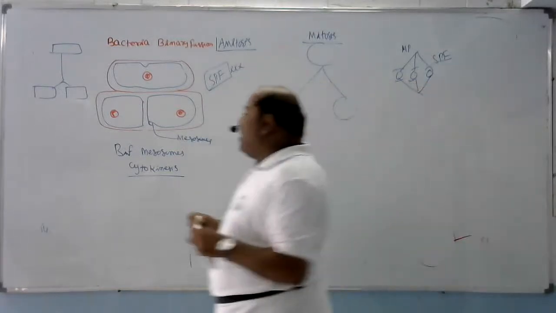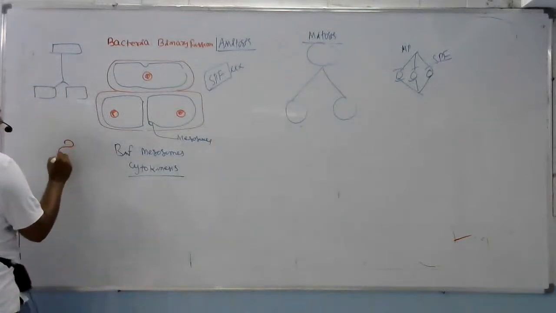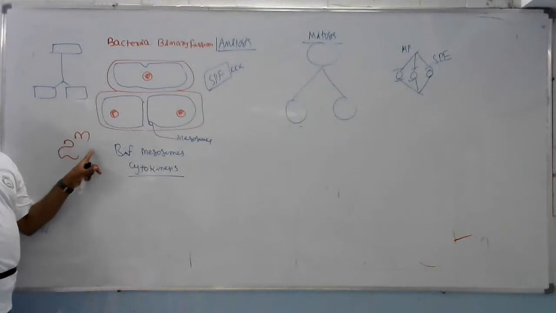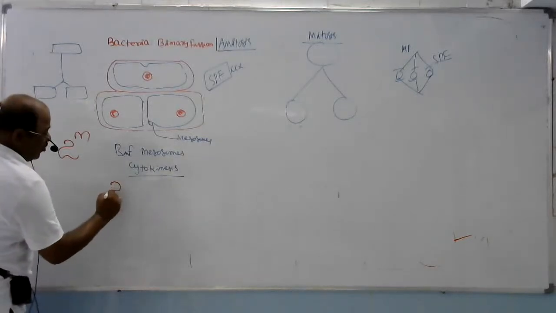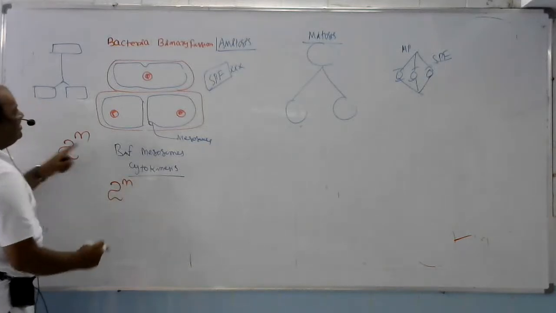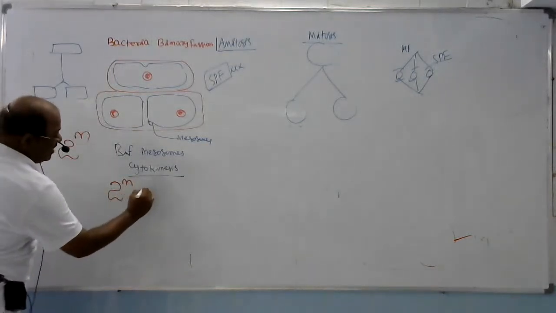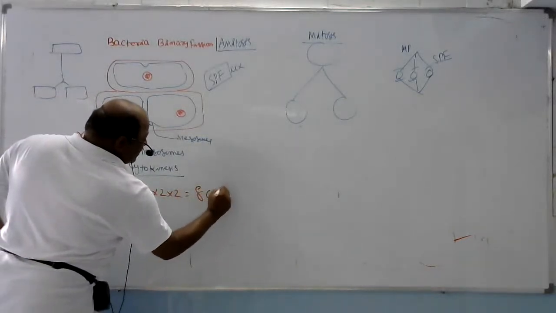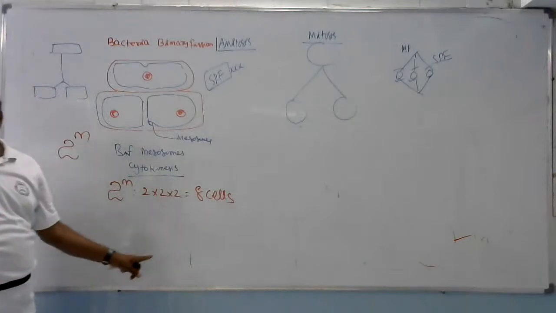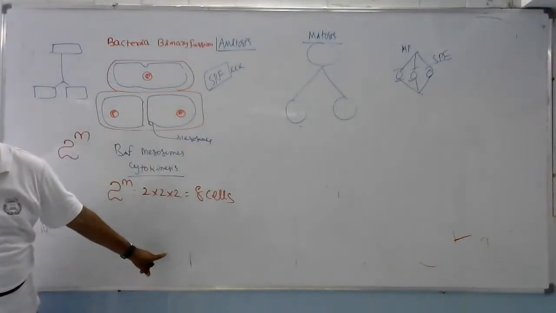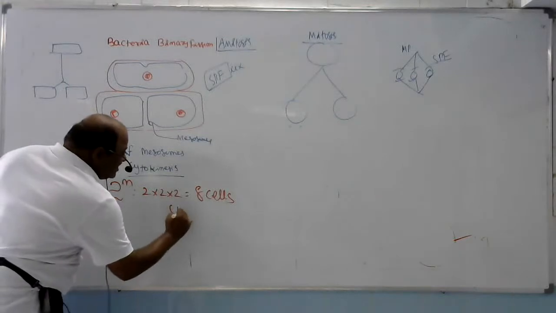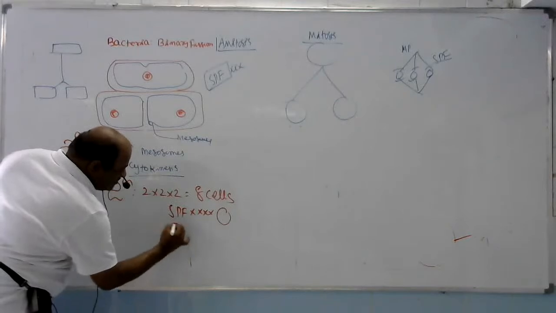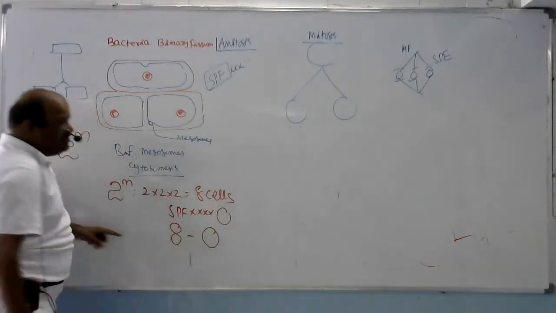What was the question? After completion of 3 generations, I already told you, n is the number of generations. So here 2 to the power of n for 3 generations of bacteria. Now how many bacterial cells are formed? 2 into 2 into 2, that is 8 cells formed. Are you observing any spindle fiber formation here? No. So spindle fiber formation is 0. Now the number of cells is 8 and the number of spindle fibers is 0.